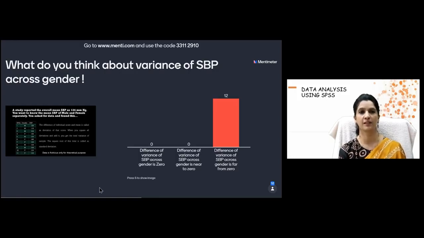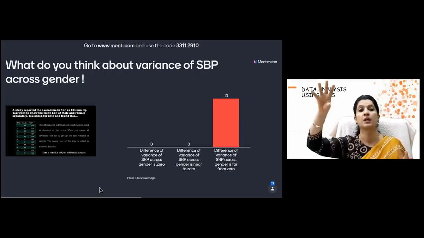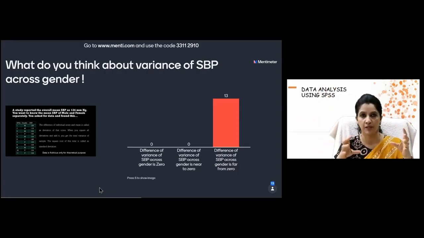Yes, you are right that the difference of variance of SBP across gender is far from 0. In the natural course, the difference of variance is never 0. There would be some difference. But if it is very near to 0, that means there is homogeneity of variance. That means we can consider these two variances comparable. They are not very far placed, not very different. There's not much deviation of one variance from the other variance.